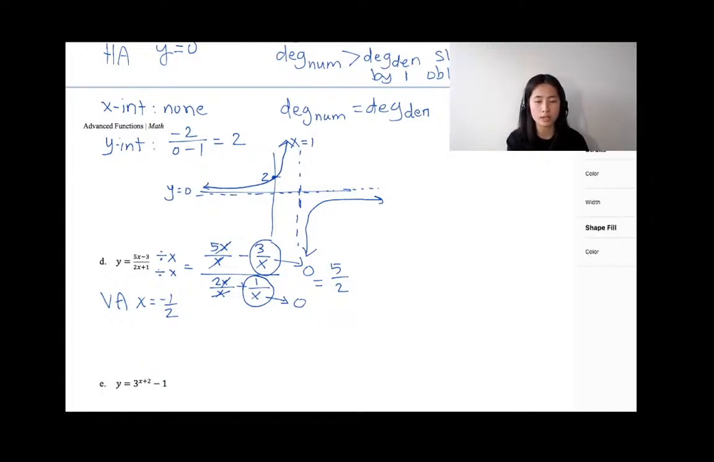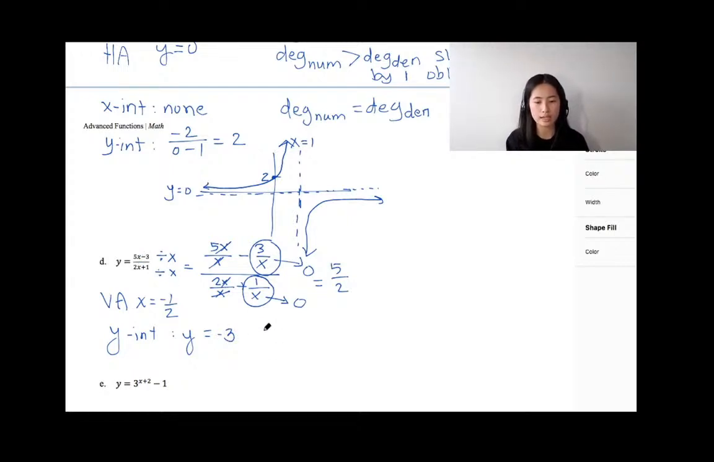Now moving on to our x-intercepts and y-intercepts. For your y-intercept, you have to plug in 0 anytime you see an x, right? So maybe we can quickly go over that. Plug this into your calculator. So you have 5 times 0 minus 3, and then in your denominator, you're going to plug in 2 times 0 plus 1, right? So you're going to see that y is equal to negative 3. So the y-intercept is y equal to negative 3. And that's it, right? Plug in 0 whenever you see an x.